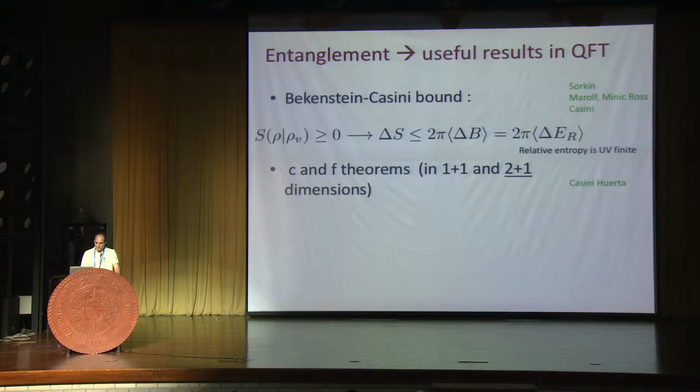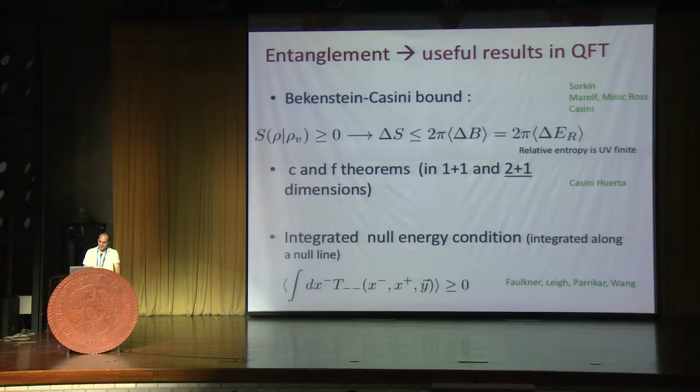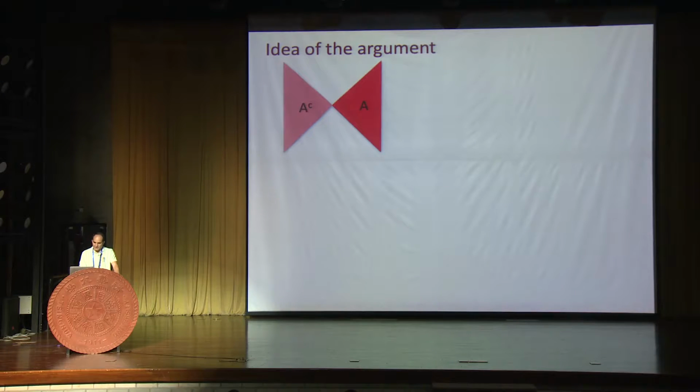It is also possible to prove C and F theorems, particularly in 2+1 dimensions, where they cannot be proven in some other way. So certainly thinking about quantum entropy is a useful tool to derive results. Very recently, people derived a result on the integrated null energy condition. So this is, you take T minus minus and you integrate it along one null direction, but you do not integrate it along the other transverse dimensions, and you can prove that this is positive based on properties of the quantum entropy. So I'm just going to give a quick idea of the argument.